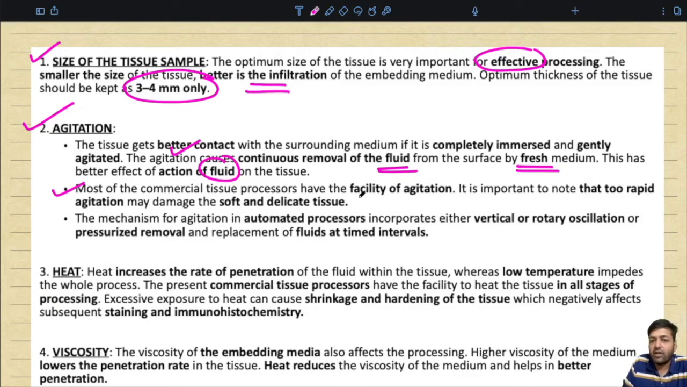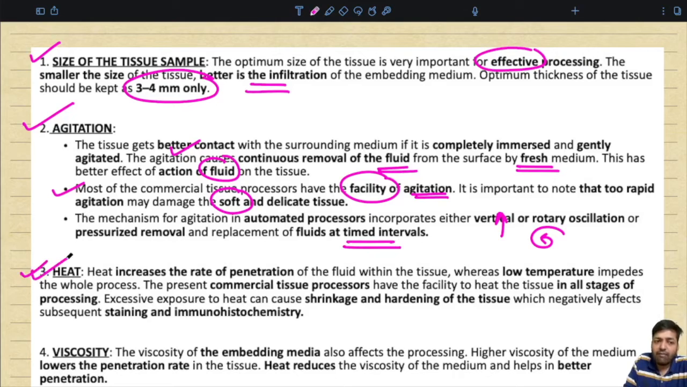Most of the commercial tissue processors have the facility for agitation. It is important to note that too rapid agitation may also cause damage to soft and delicate tissue. Now the mechanism for agitation in automatic processor is either vertical agitation or it can be rotatory agitation, or they can be pressurized removal and replacement of fluid at timed intervals.